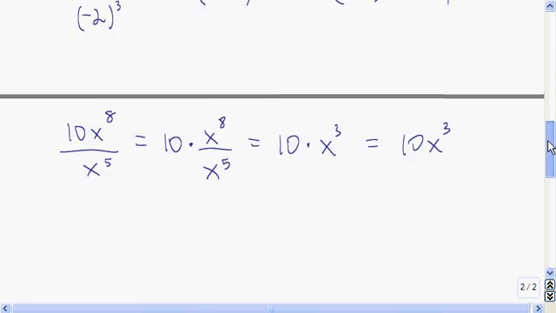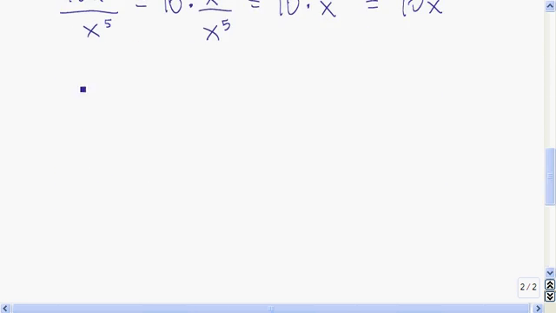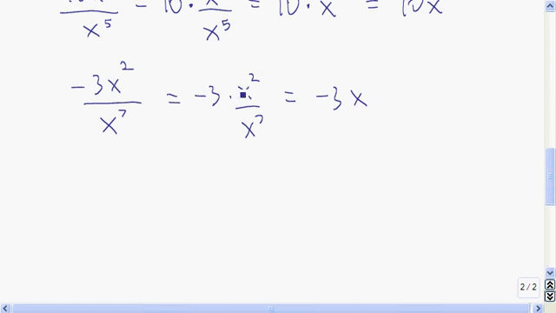All right, let's take a look at another one together. Suppose I have negative 3x squared over x to the 7th. Well, this is negative 3 times x squared over x to the 7th. So that's negative 3 times x to the 2 minus 7. So that's negative 3x to the negative 5.